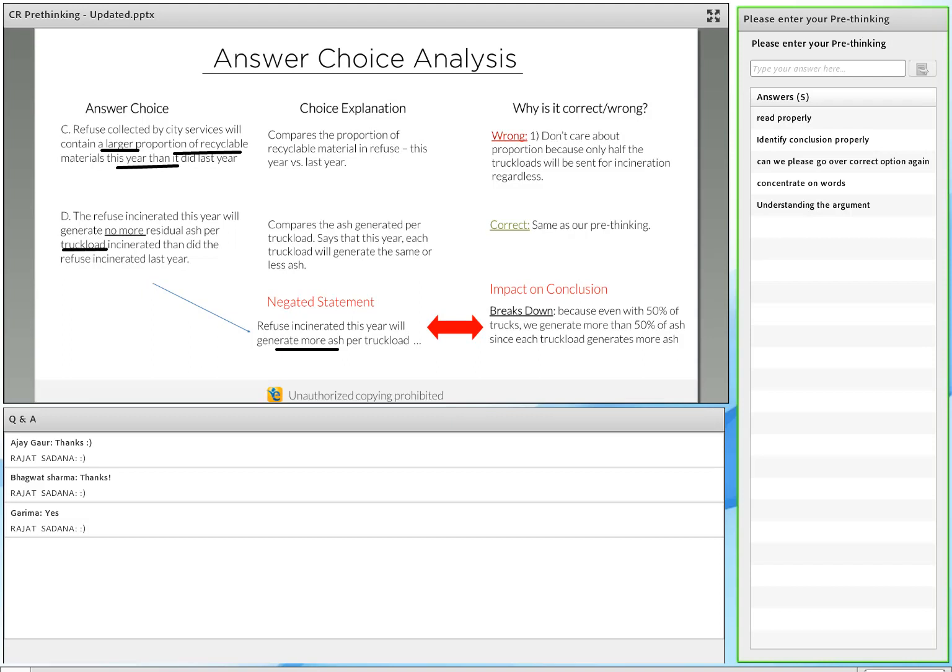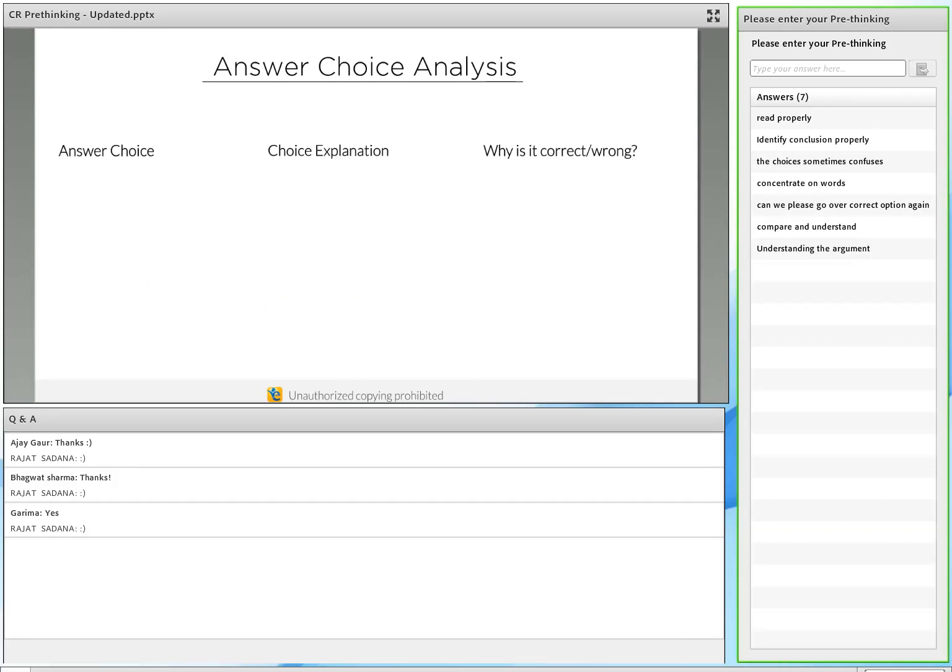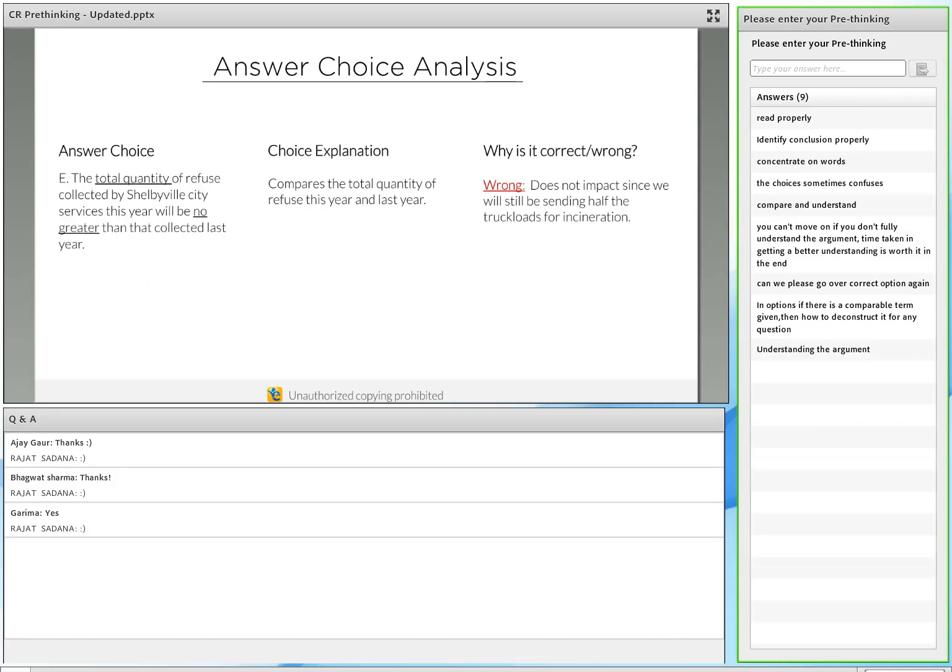Can we go over the correct option again? Absolutely. The refuse incinerated this year will generate no more residual ash per truckload than did the refuse incinerated last year. So it's comparing how much ash per truckload was generated last year. And it's saying this year it's going to be no more. It means it could be the same or it could be less. Does that help, Srinivas?